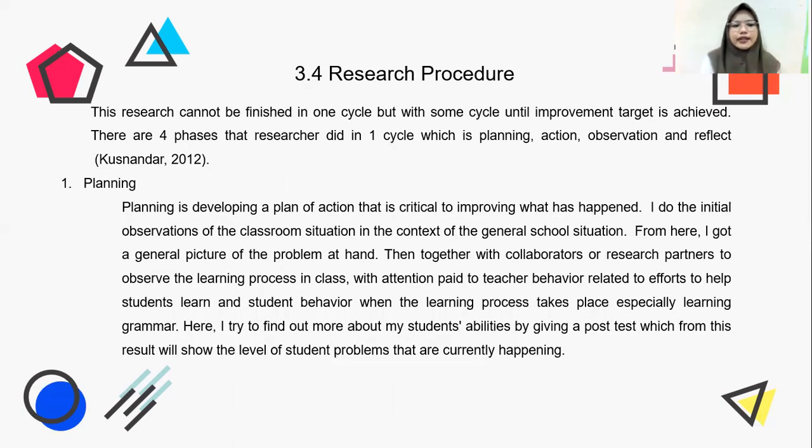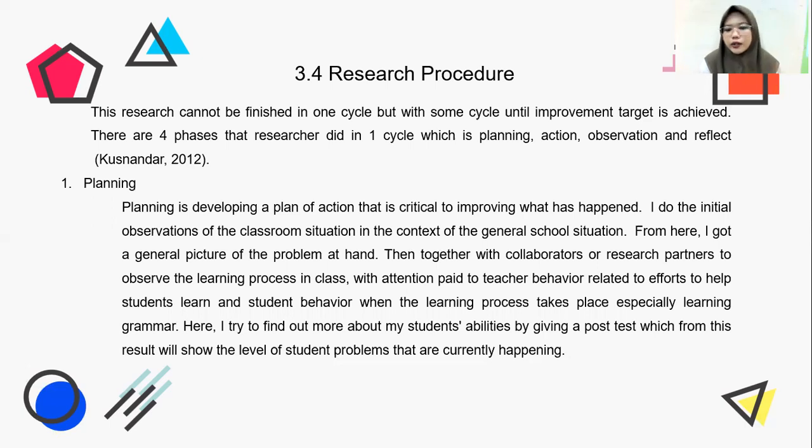Next, research procedure. This research cannot be finished in one cycle, but with some cycles until the improvement target is achieved. There are 4 phases that the researcher did in one cycle, which are planning, action, observation, and reflection, Kusnandar, 2012. First, planning. Planning is developing a plan of action that is critical to improving what has happened. I do the initial observation of the classroom situation in the context of the general school situation. From here, I got a general picture of the problem at hand.